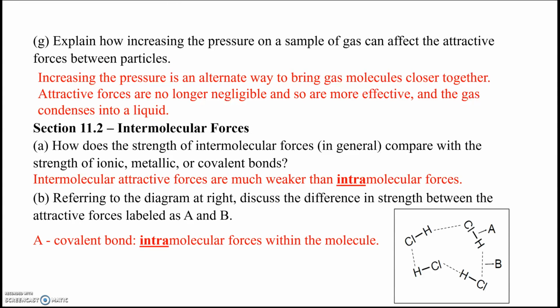A, these bonds here, are the bonds between the hydrogen and the chlorine in a molecule. These are covalent bonds. These are intramolecular forces. They are forces inside the molecule or between atoms that are bonded together. The attractive force labeled as B is an intermolecular force. These are forces that exist in between different molecules. And we can know that force A is considerably stronger than force B. It takes quite a bit more energy to break these intramolecular forces than it does to break intermolecular forces.